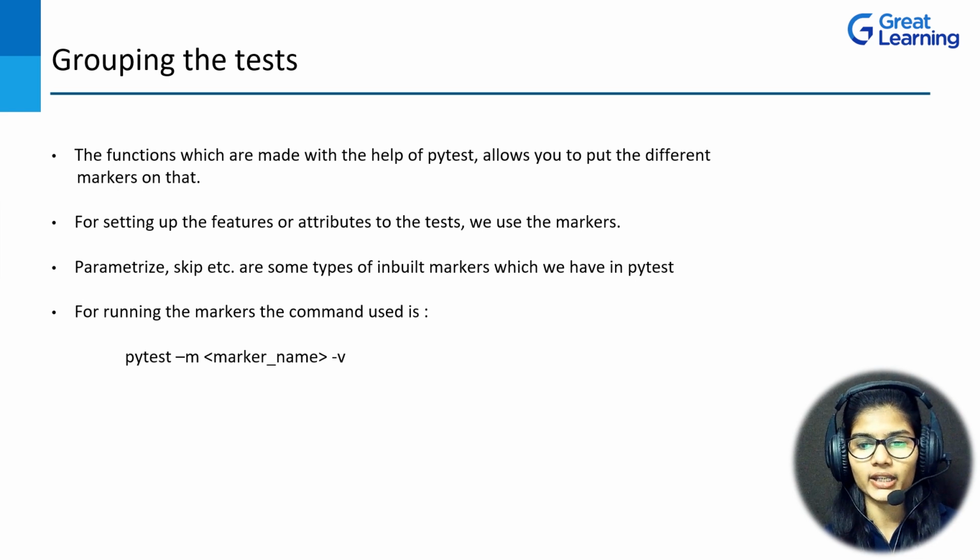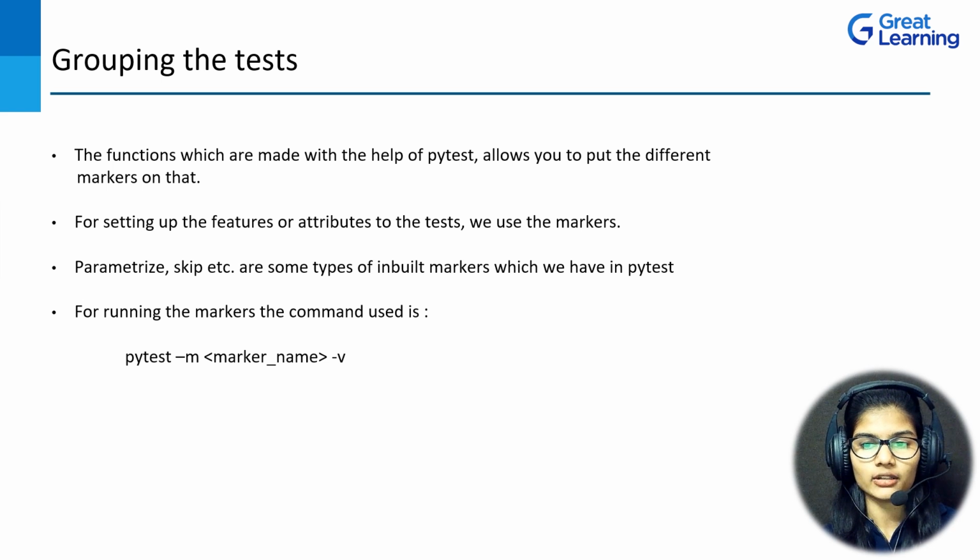There are some inbuilt markers in PyTest which you could use for setting up features or attributes onto the test. For running the markers, what's the command we use? The command is pytest, and in front of that we write -m. Then we put angular brackets and inside that you mention marker_name.